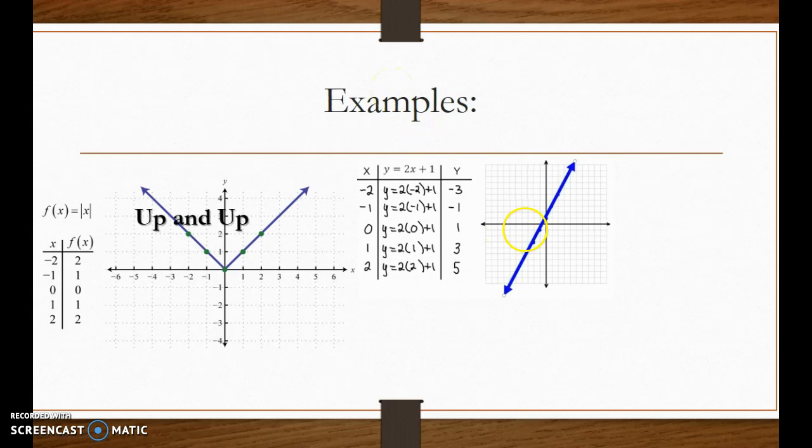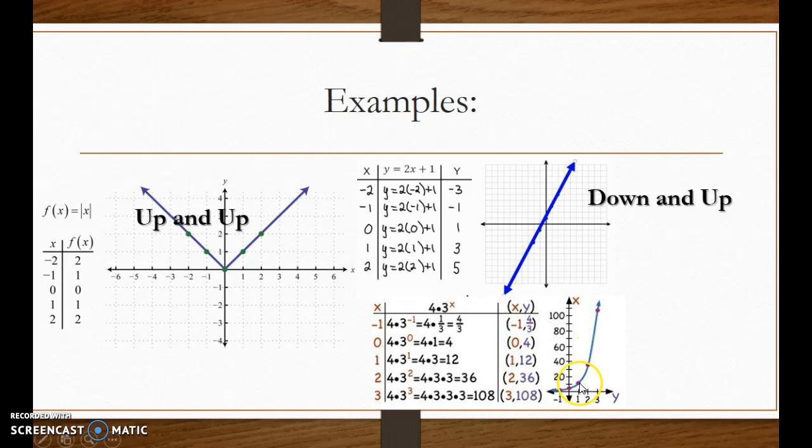So as this function goes to negative infinity, it's going down. As this function goes to positive infinity, it's going up. So we call that a down and up. This one's a little different. This one will never cross the x-axis. So it's going to go towards 0 as we go towards negative infinity. And as we go towards positive infinity, the graph is going to go to positive infinity. So that's going towards 0 and it's going up on the right.